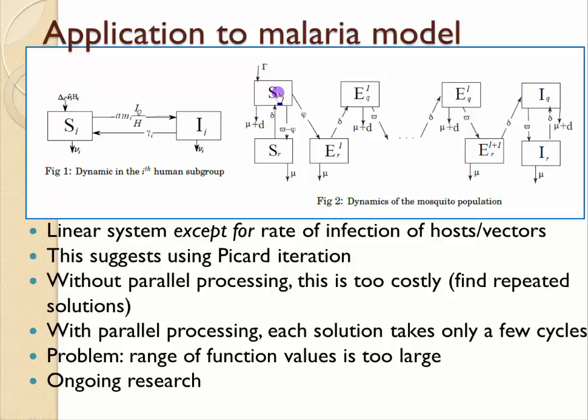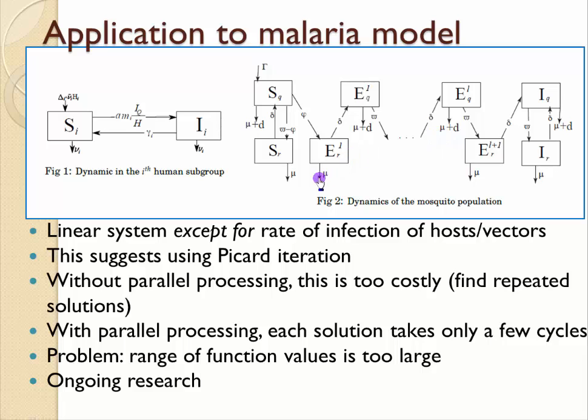Now, the infected humans are going to contribute more exposed mosquitoes, but I just don't add those yet to the system. I compute the additional exposed mosquitoes, and that gives me a correction to my initial population of exposed mosquitoes. So I rerun the system again with my initial amount plus the corrected amount, and I'll get a second correction, and so on. And this process should converge fairly rapidly. Now, without parallel processing, this is very costly because you have to find repeated solutions. But with parallel processing, each one of these compartment solutions takes only a few cycles.